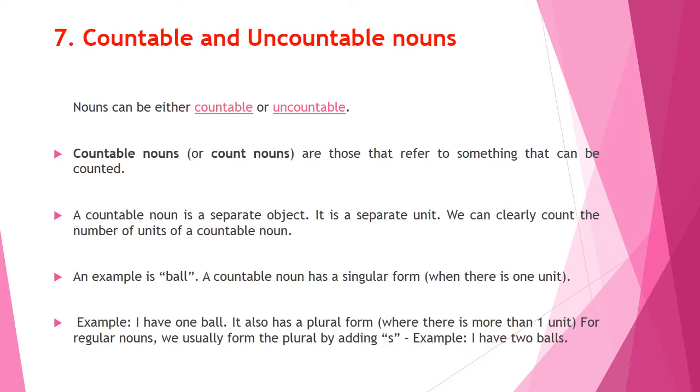For example, ball. It's a word that is categorized as a countable noun and it has a singular form. For example, I have one ball. It also has a plural form where there is more than one unit. For regular nouns, we usually form the plural by adding s. For example, I have two balls.